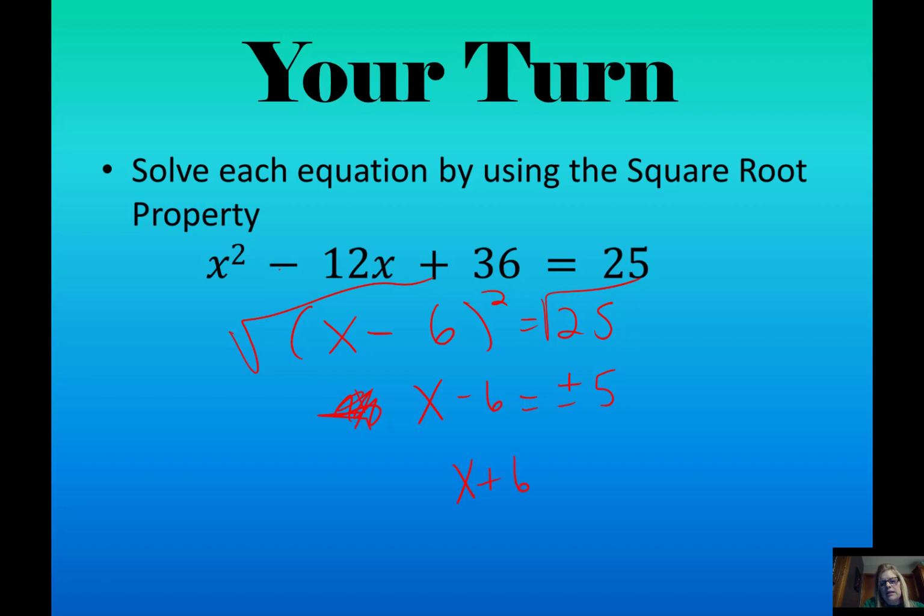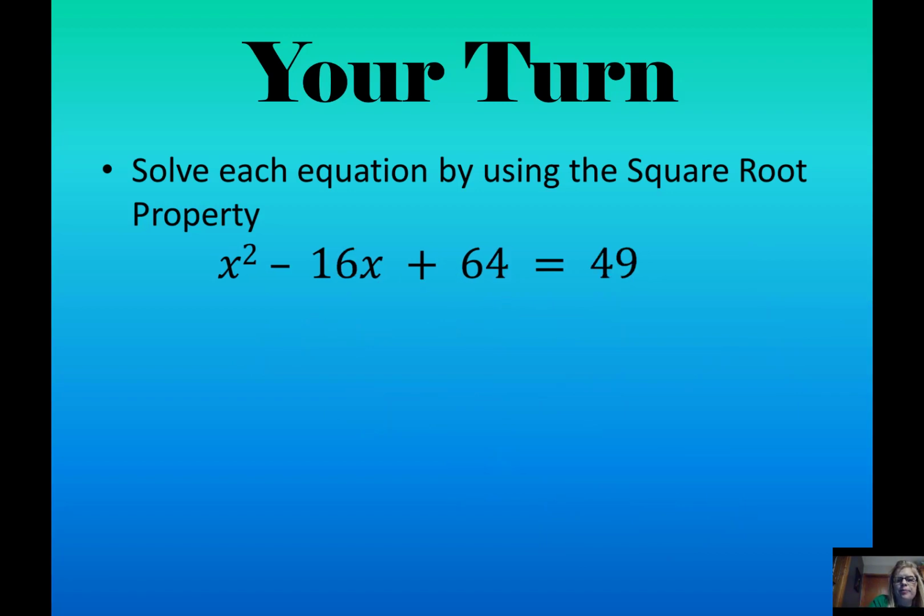X minus 6, not x plus 6. I'm going to add 6 to both sides. So I have x equals 5 plus 6 is 11, or negative 5 plus 6 is 1. Which means I'm going to cross my x-axis at 1 and at 11, which would be somewhere way over there.